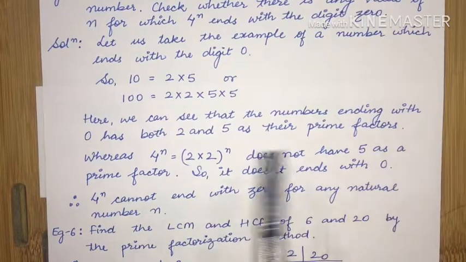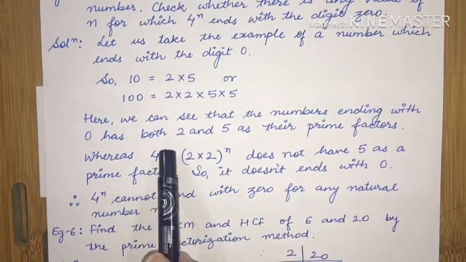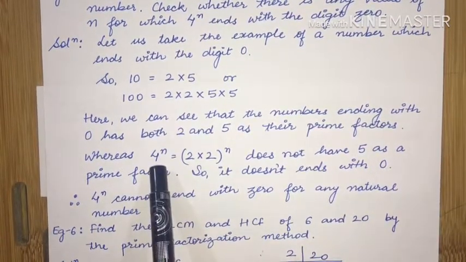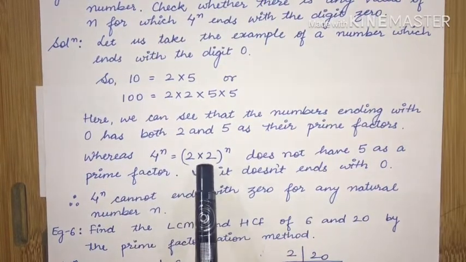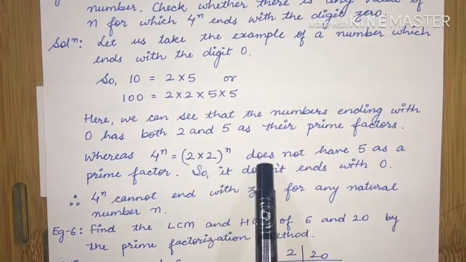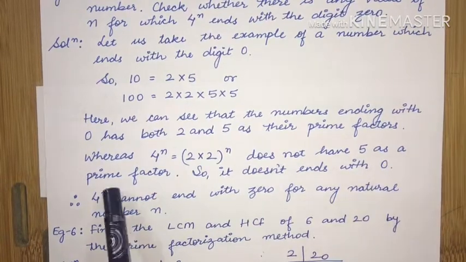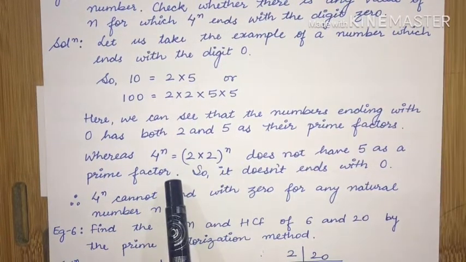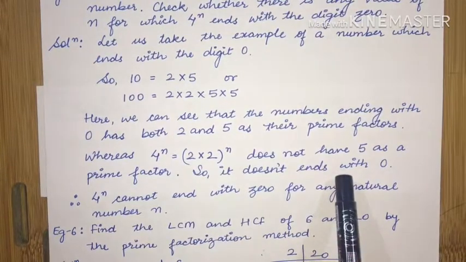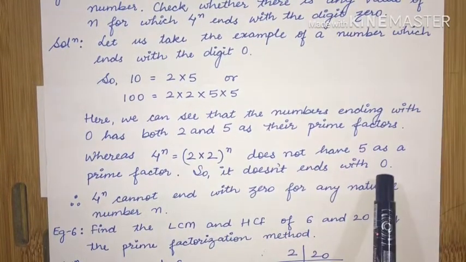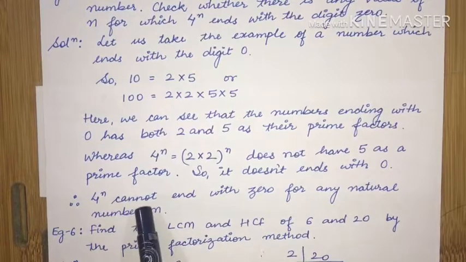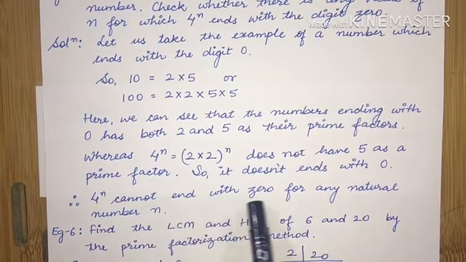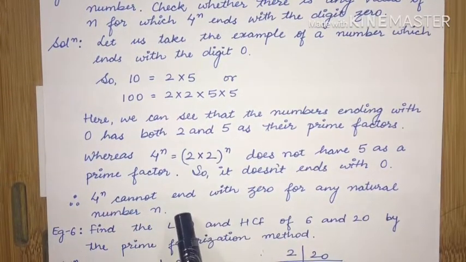Here we can see that the numbers ending with 0 have both 2 and 5 as their prime factors, whereas 4 raised to the power n, if we break the prime factors of 4, we'll get only 2 into 2 raised to the power n. However, it does not have 5 as a prime factor. So if any number doesn't have 2 and 5 as prime factors, it won't end with 0. Therefore, 4 raised to the power n cannot end with 0 for any natural number n.